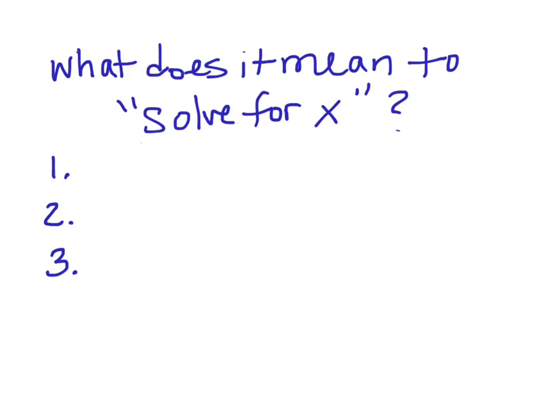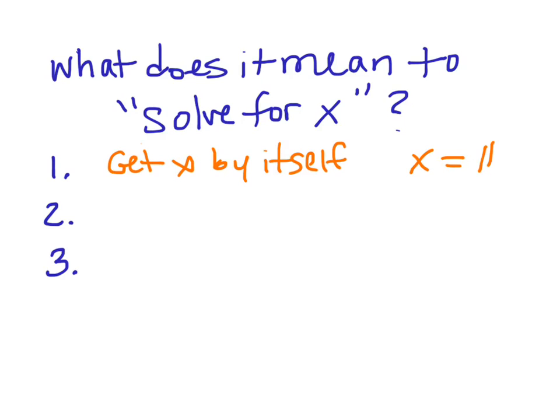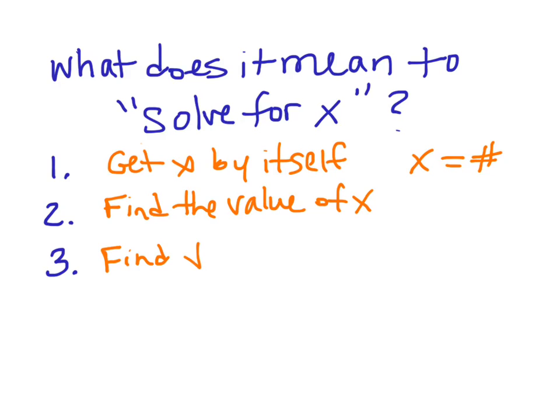So to begin, what does it mean to solve for x? You may have heard the phrase, get x by itself. That's an informal way to say it, but it is helpful in remembering exactly what that solution is supposed to look like. We want to get to the point where we have x equals and then some number. So another way of saying this would be find the value or the number that x equals. Find the value of x. And a third way of saying this would be find the identity of x.